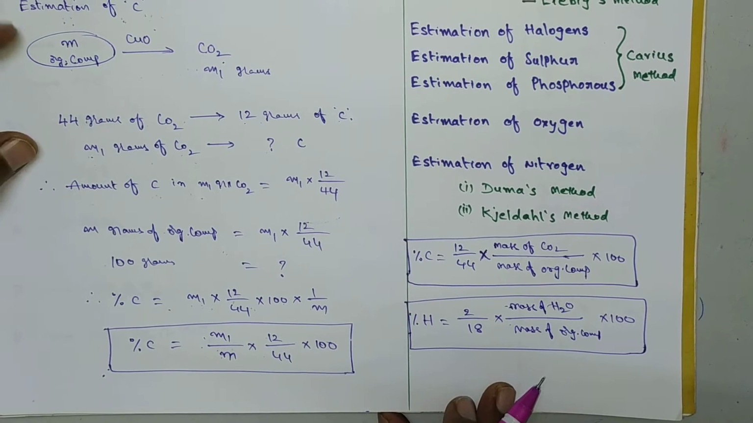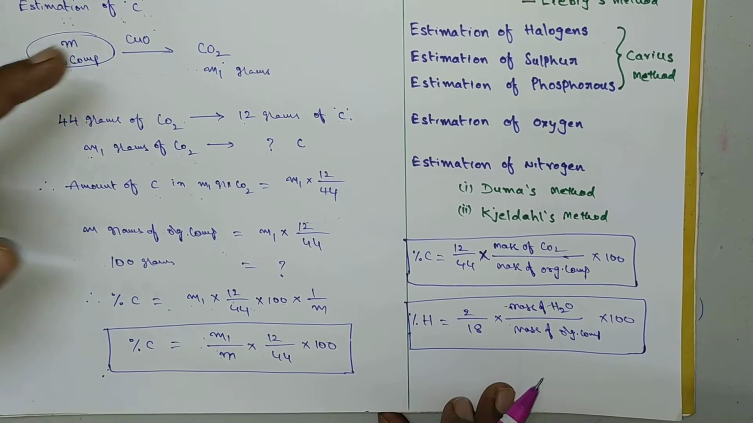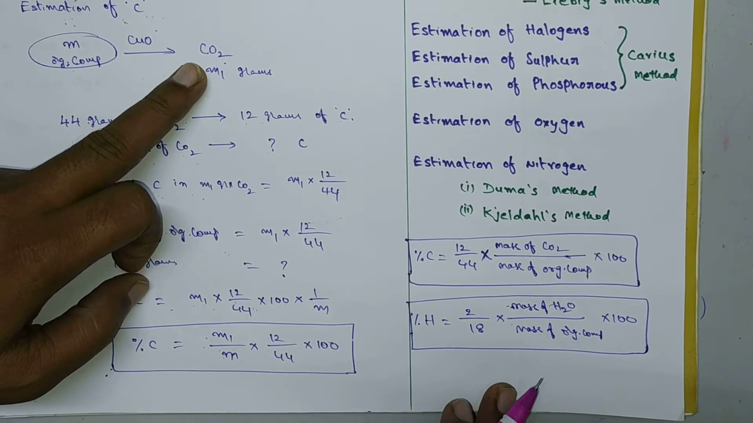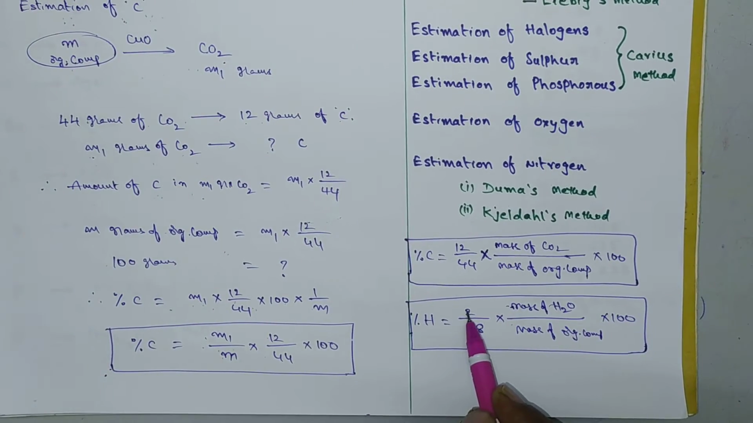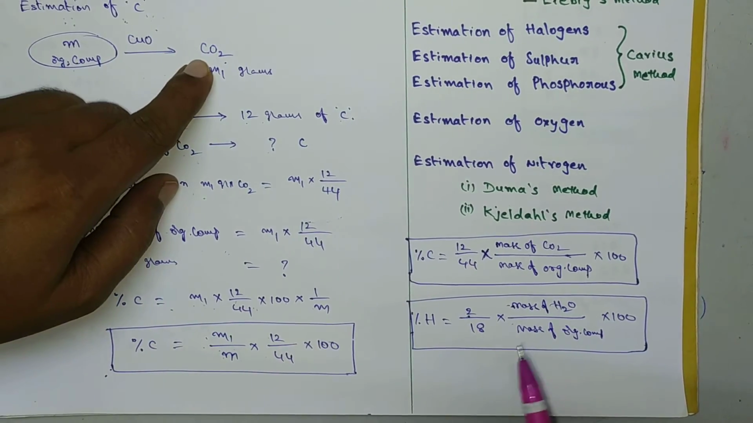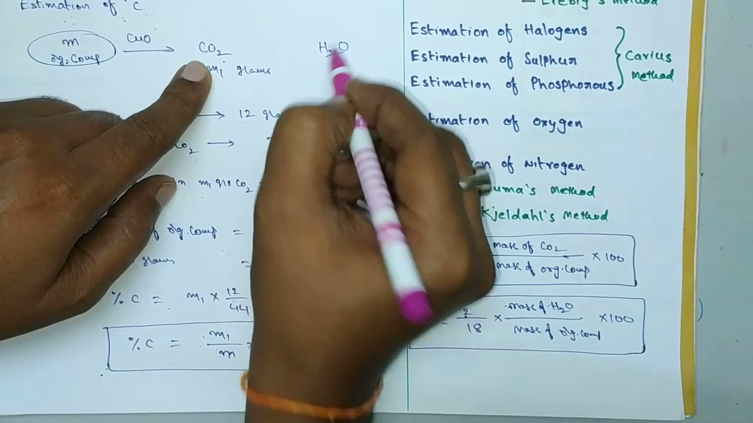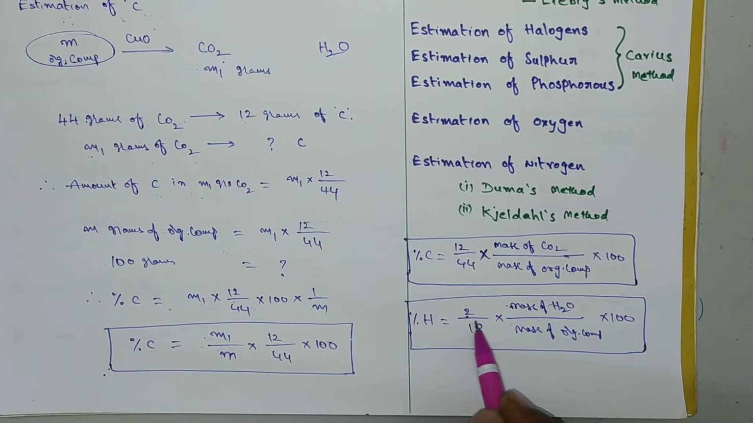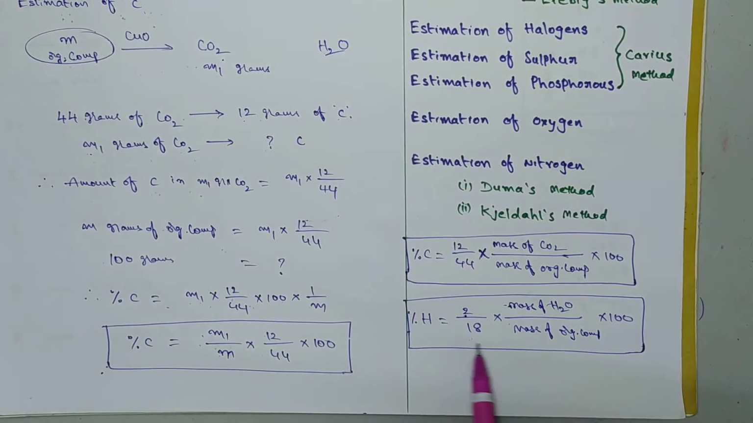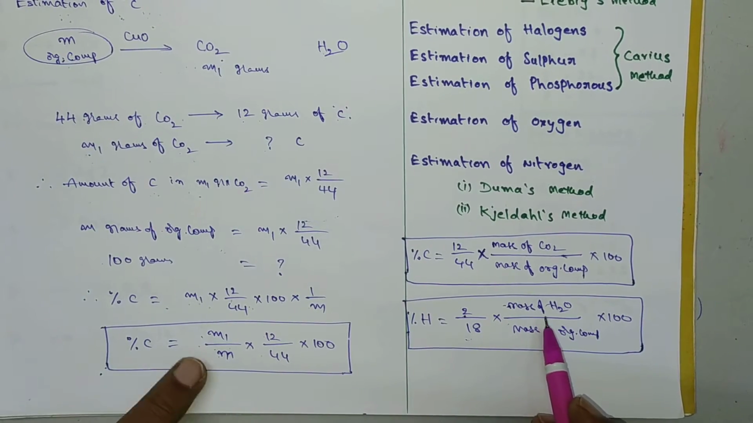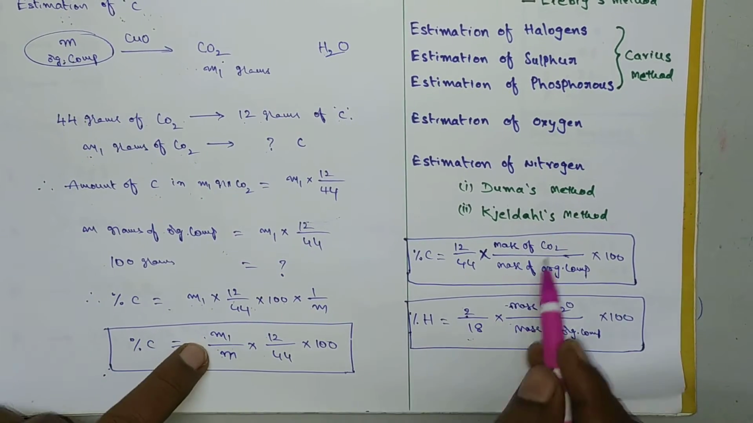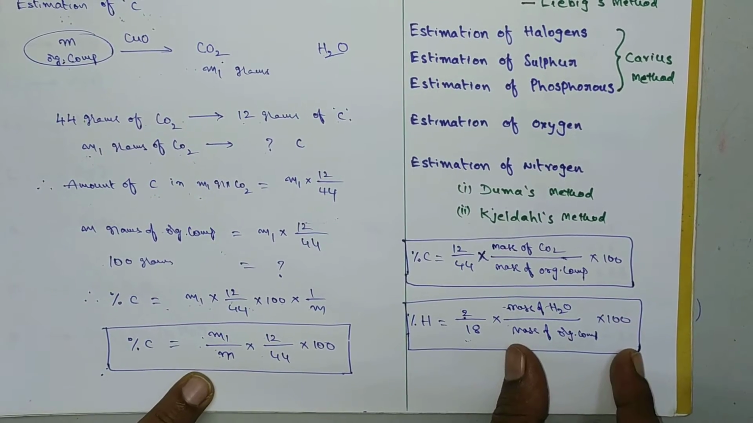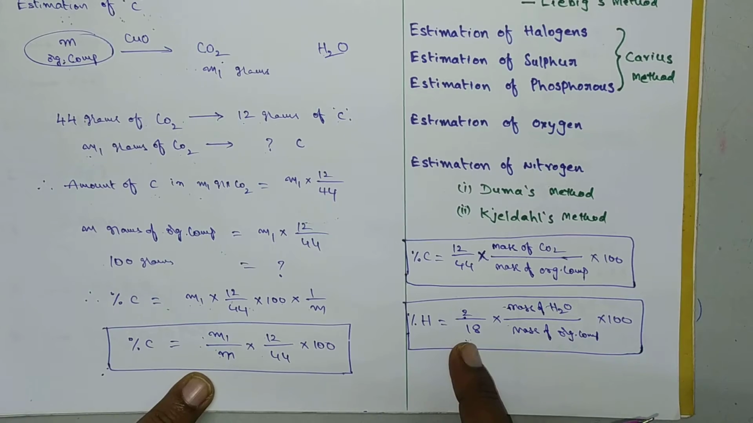So we have to consider the element is converted into which form. Here hydrogen is converted into water, so that's why we are considering the molar mass of water here. It is converted into H2O, that means there are 2 hydrogens, so that's why you have to consider 2 here. 2 by molar mass 18, so 2 by 18 into m1 by m. So m1 by m into 100 is always common, but this fraction will change from element to element.